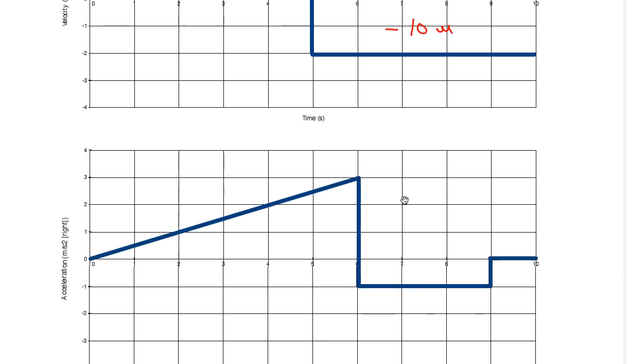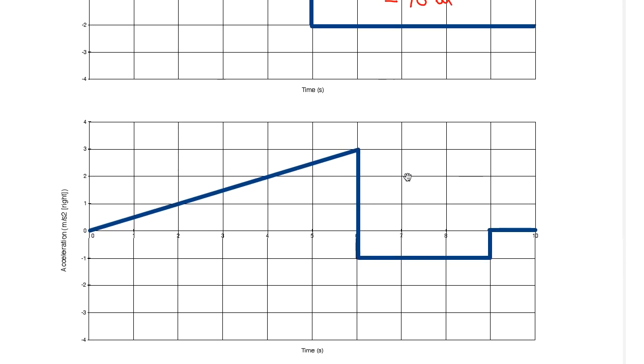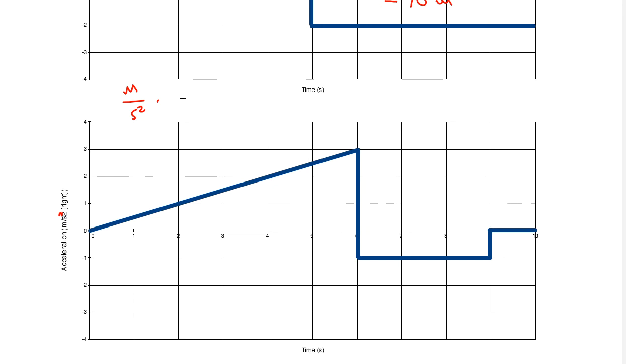Let's do an example now with an acceleration time graph. The units on the vertical axis are meters per second squared. This 2 should be a superscript, and on the horizontal axis are seconds. Notice that when we multiply meters per second squared, which is going to be our height of any area, by seconds, which is going to be the length of any area, we get meters per second, the units of velocity.